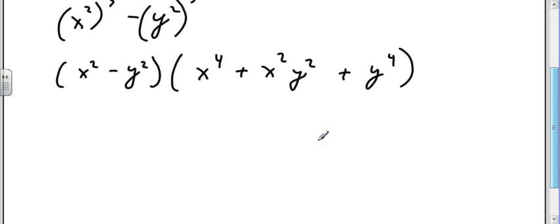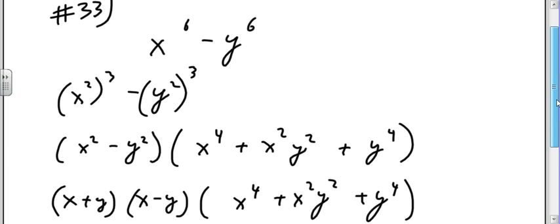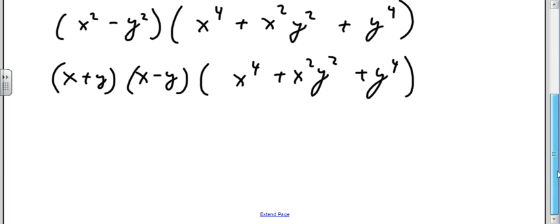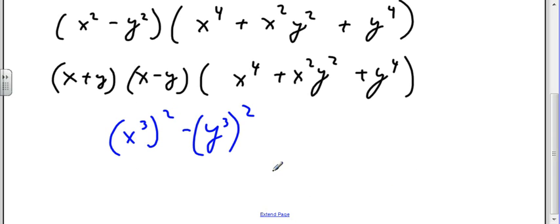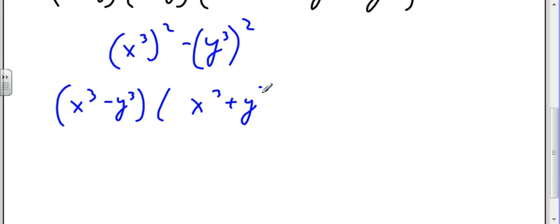And then I could say, well, I can factor this, and I can have (x plus y)(x minus y) times (x to the fourth plus x squared y squared plus y to the fourth). Or I could say, you know, I really have the difference of two squares. So I have x cubed squared minus y cubed squared. And then that factors as (x cubed minus y cubed) times (x cubed plus y cubed).